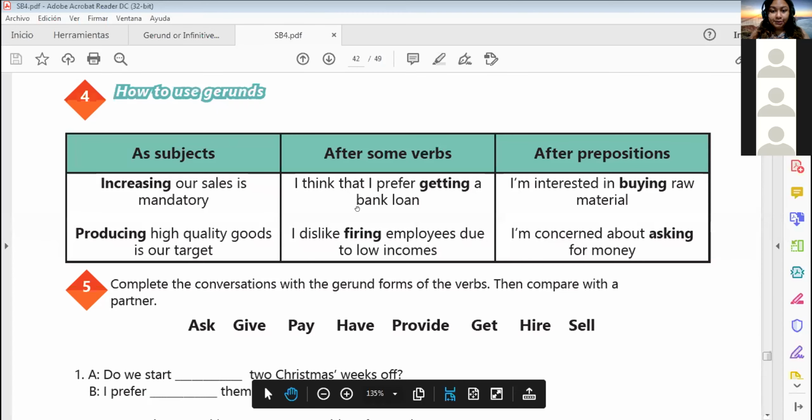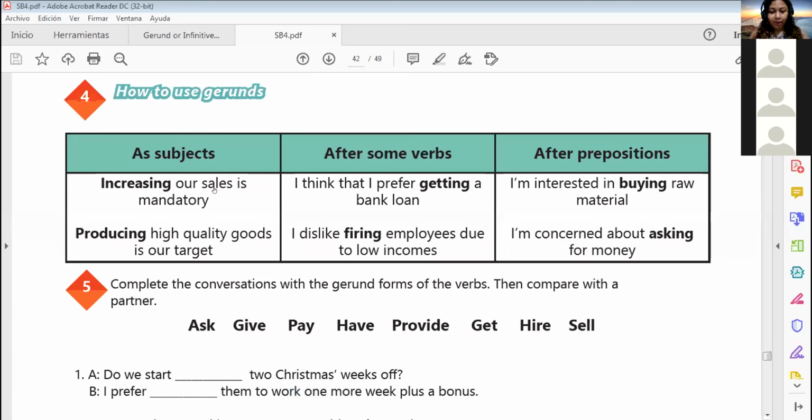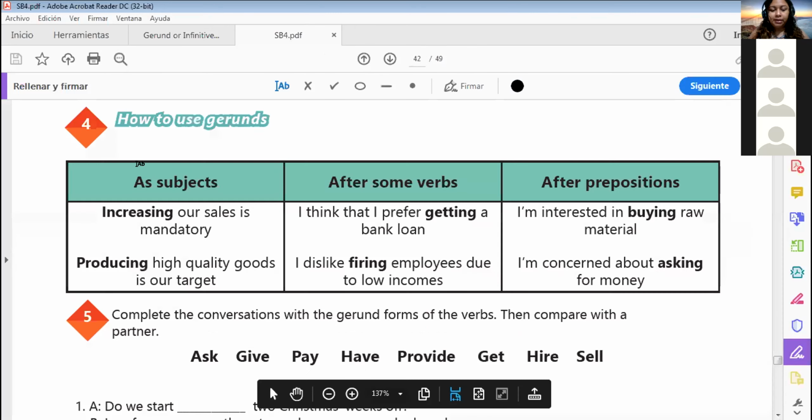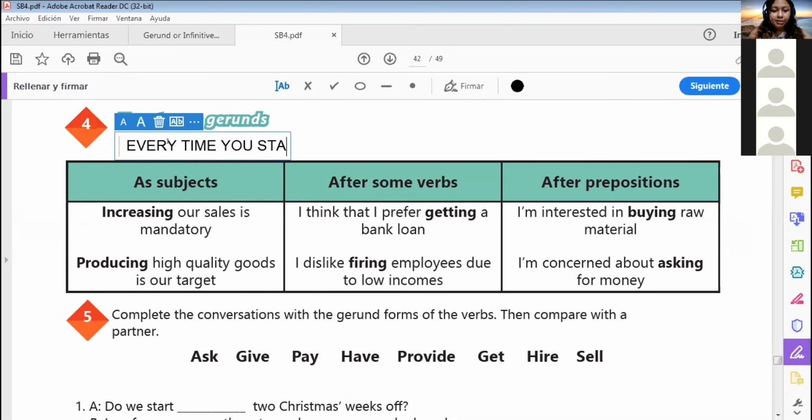Okay, so these are the three cases in which we are supposed to use a gerund. Now you said the first one is as a subject, okay? Why do we say it goes as a subject? Well, because we have to start with an activity. Listen, I'm going to type it over here. So I don't understand this grammar term. Okay, don't worry. Every time you start a sentence, look, take a look at this. Every time you start a sentence with what? With a verb. Good. An activity or a verb. Take a look at it like that. All right, with a verb, you have to use a gerund.